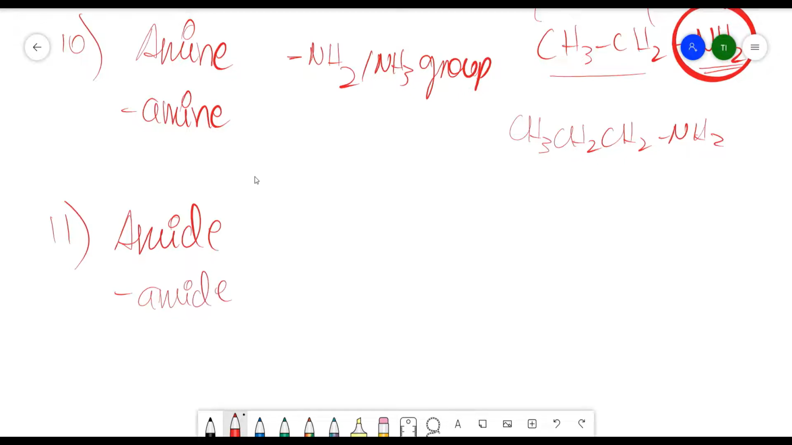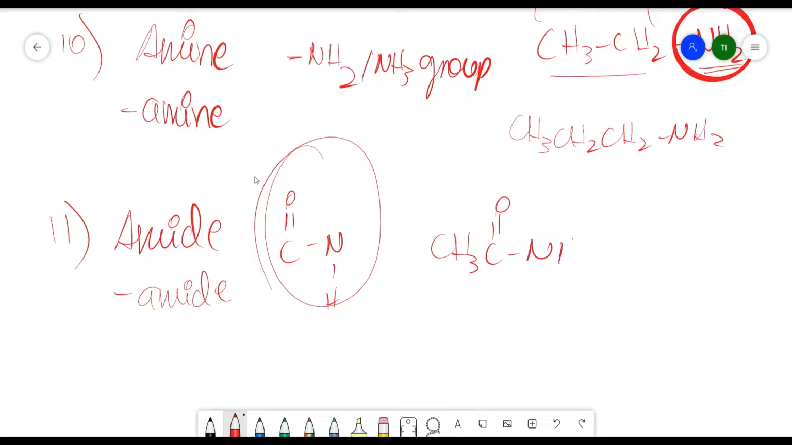Okay, so in amide, the group is C double bond O N H. It's basically when an acid and an amine group react via a condensation reaction. It's from your condensation polymerization from your IGCSE years. Anyway, so this is an amide, right? And an example would be CH3, C double bond O, NH2, right? So this would be ethanamide.